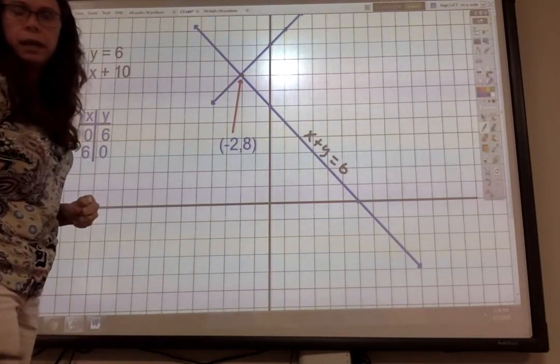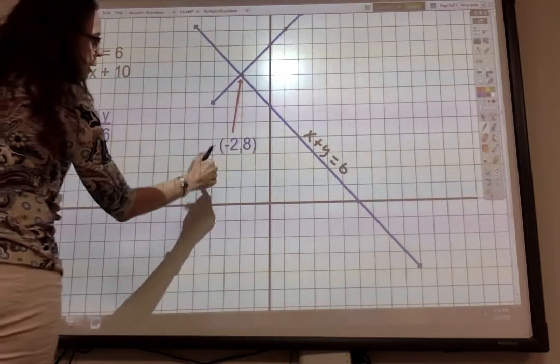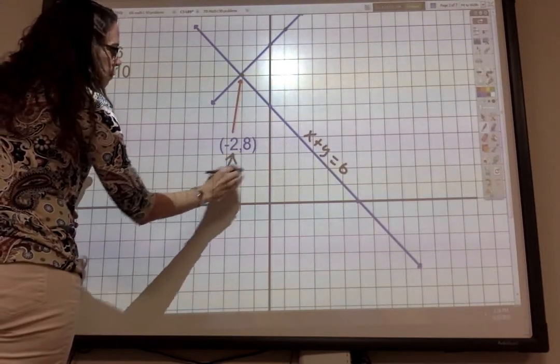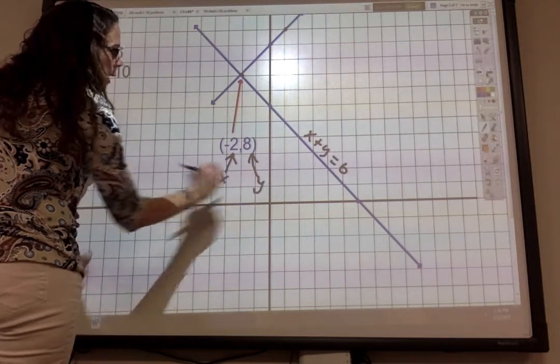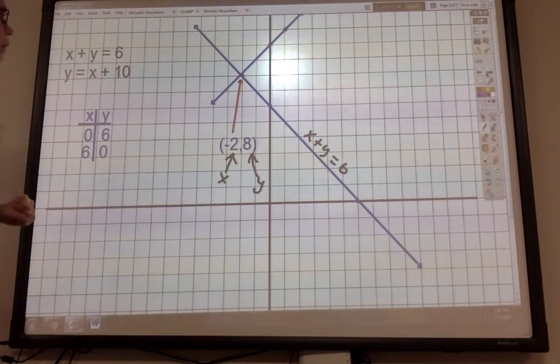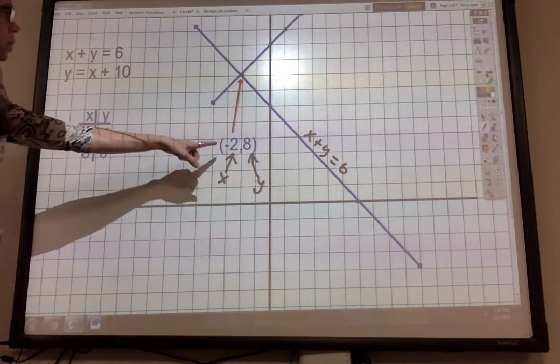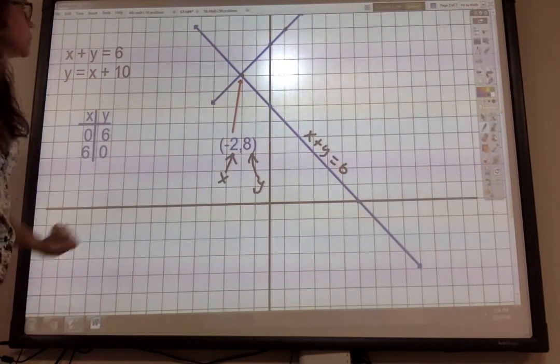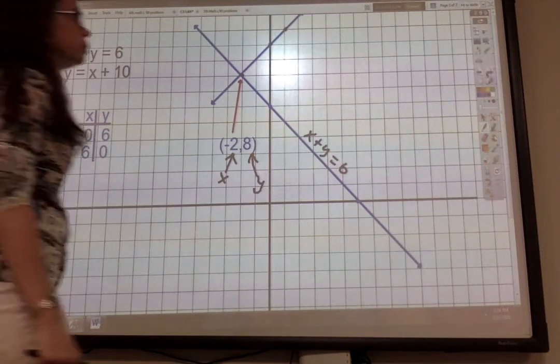Negative 2, 8. So negative 2 is my x value. 8 is my y value. So how do we check our work? Well, in my equations over here, I'm going to use a negative 2 for x and a positive 8 for y. And let's see if they are true.